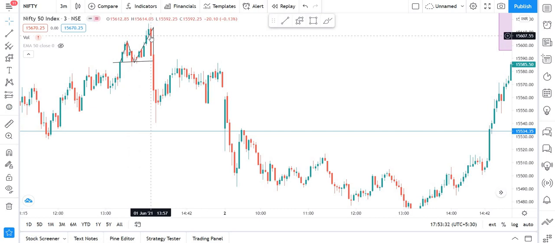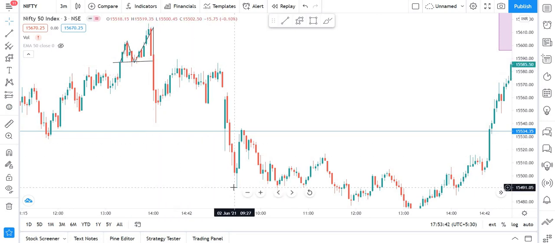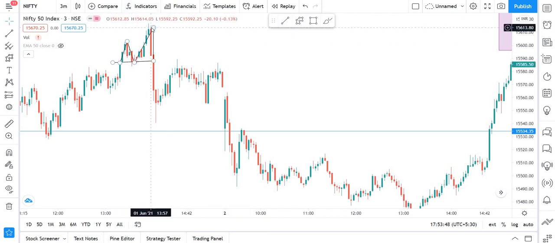I have told you that the pattern is not going to be exactly the same as what we have seen in the images. So 15,587 and the low is 15,491, so almost 100 points gain again, correct? So look, this is also a valid pattern.